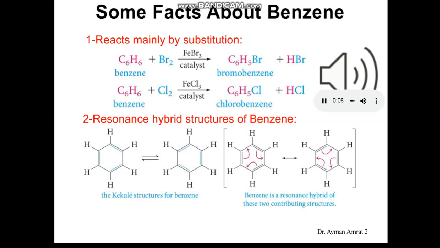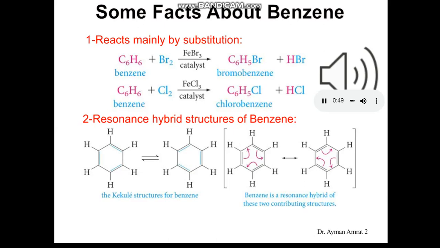The structure of benzene is unique. Benzene is a cycle with 6 carbons and 3 double bonds. These 3 double bonds are not localized, they are delocalized. Delocalized means there is a continuous movement of the double bond between 2 different carbons always. This delocalization results in 2 resonance structures, resonance hybrid structures called Kekulé structures.